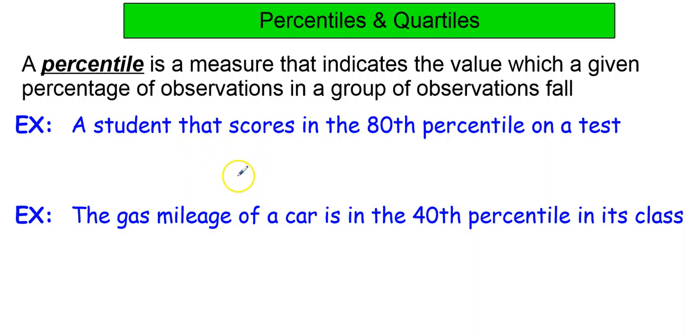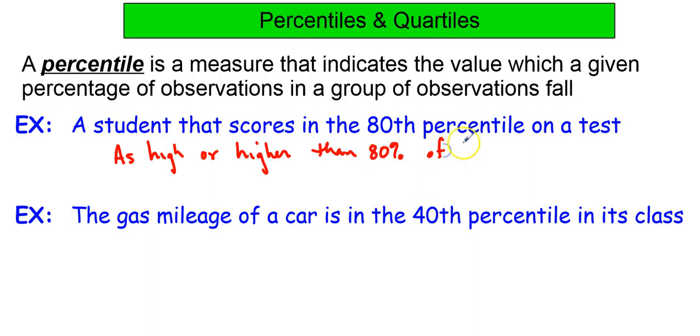So a couple examples. A student that scores in the 80th percentile on a test has scored as high or higher than 80% of test takers. As high or higher. Again, this is kind of like a greater than or equal to. So 80% of the people scored as good or worse than this particular student if he's in the 80th percentile.